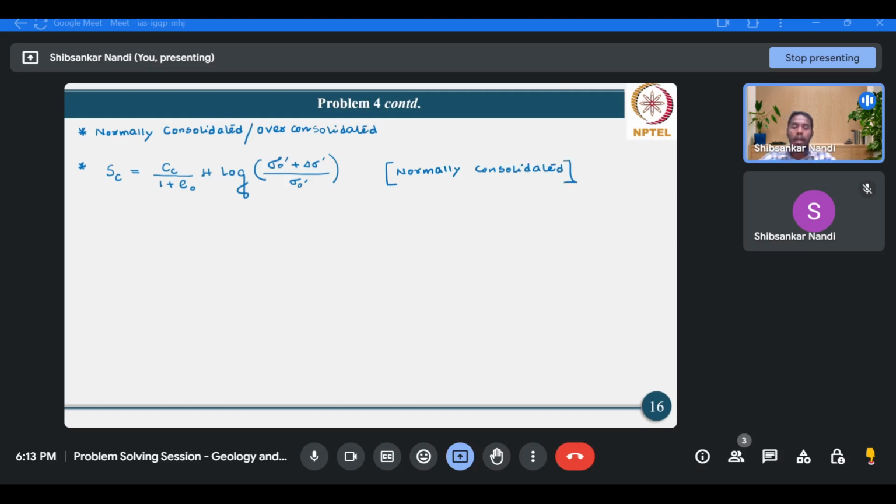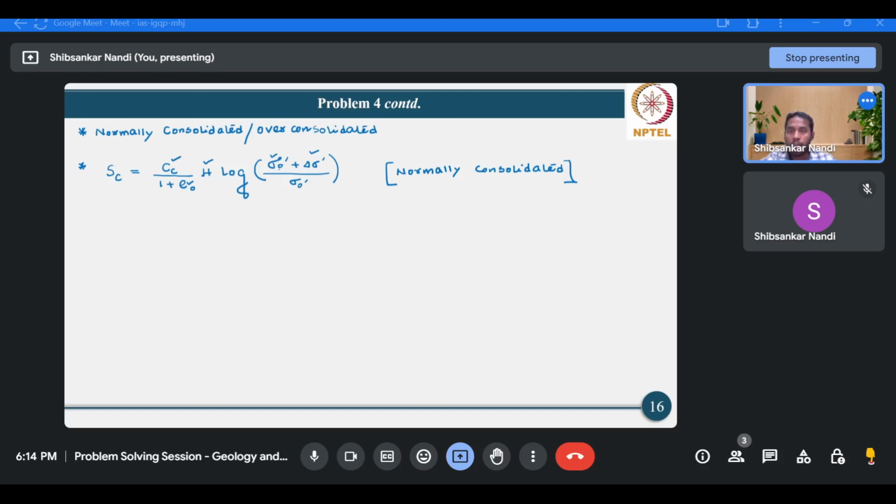Now, what are the terms involved in this equation? As we can see, Cc, E0, H, sigma 0 prime, delta sigma prime, and all these terms were defined in details in the previous session. Just for a brief introduction, Cc is nothing but the compression index, E0 is the initial void ratio, H is the thickness of the soil or the clay layer or the fine grained soil.